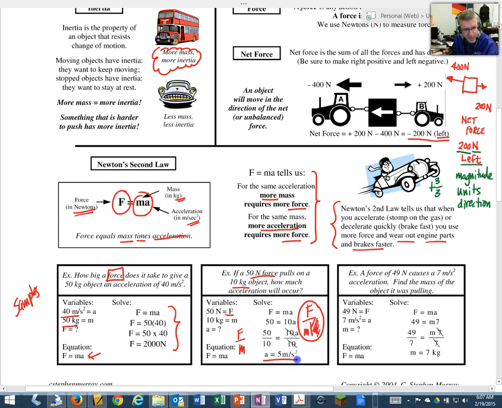A is in meters per second squared, and if there's a direction, I need a direction too. In this case, there isn't, so you're okay. When you don't need to give me direction, you get 2 out of 2.